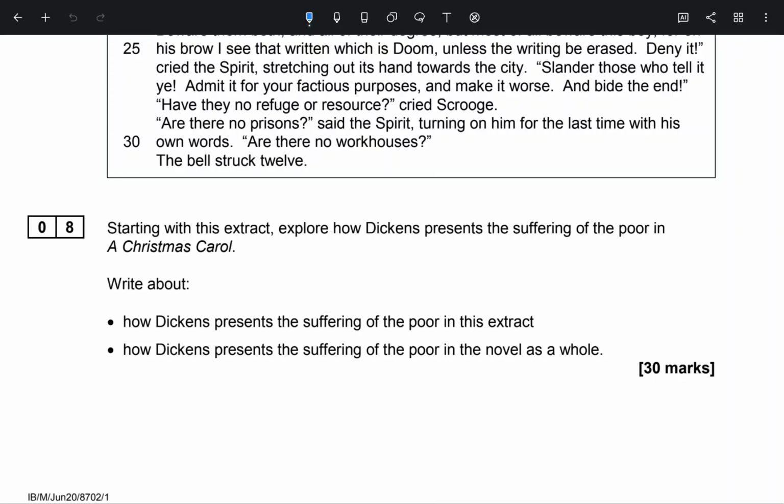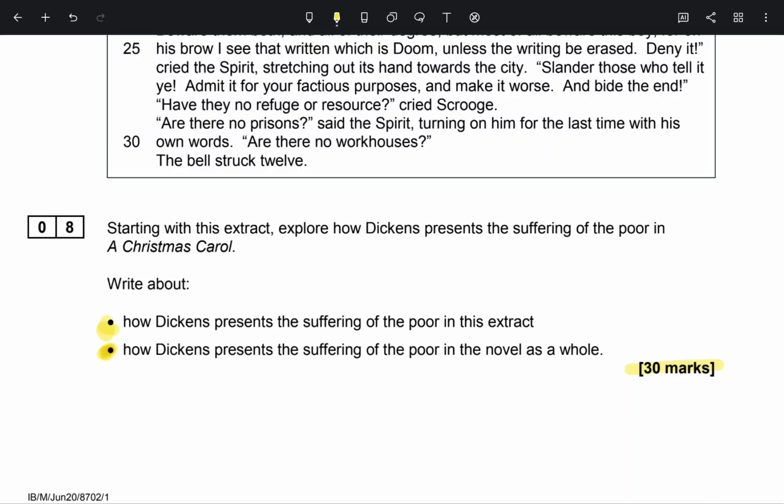Starting with this extract, explore how Dickens presents the suffering of the poor in A Christmas Carol. Write about how Dickens presents the suffering of the poor in this extract, and how Dickens presents the suffering of the poor in the novel as a whole. So again, this is worth 30 marks. But this time what you've realized, I'm just going to use the highlighter here, is that there are no marks for AO4. And similarly, you've got these 2 bullet points provided.